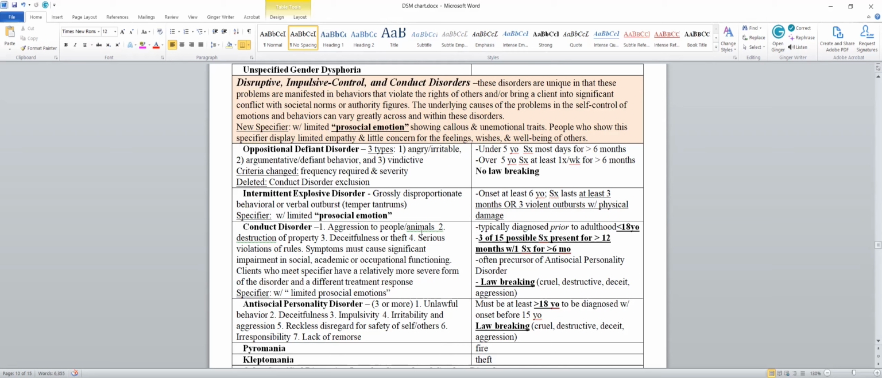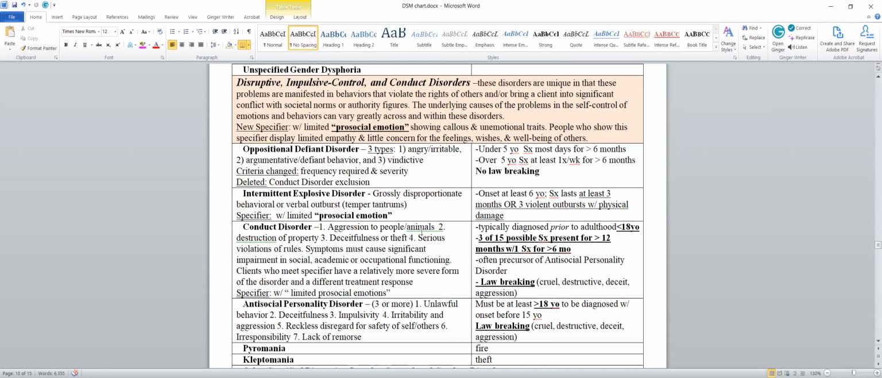Onset at least 6 years old. Symptoms last at least 3 months or 3 violent outbursts with physical damage. So intermittent explosive disorder, grossly disproportionate behavior or verbal outbursts, has the specifier with limited prosocial emotion, onset at least 6 years old, symptoms last at least 3 months, or 3 violent outbursts with physical damage.